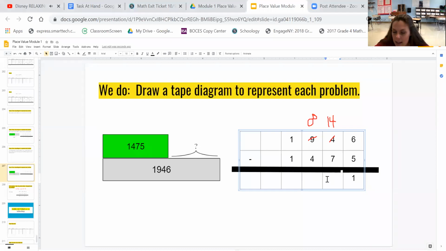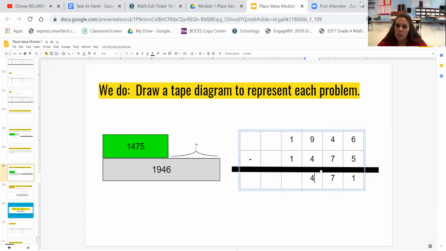And then I can subtract. So 14 minus 7 is 7. 8 minus 4 is 4. 1 minus 1 is 0. So I can say how the age difference between them was 471 years. It's a big age difference.